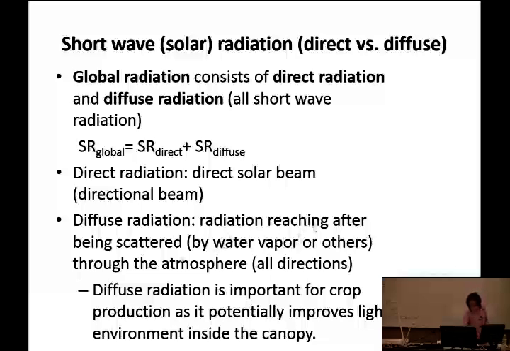So that is explained in here. The radiation reaching the surface after being scattered by water vapor or other particles in the atmosphere is diffuse radiation. Diffuse radiation is very important for crop production, as it potentially improves the light environment inside the canopy. I'm going to talk about this a little bit later when we talk about glazing technology, okay?